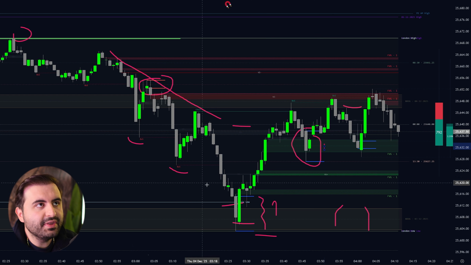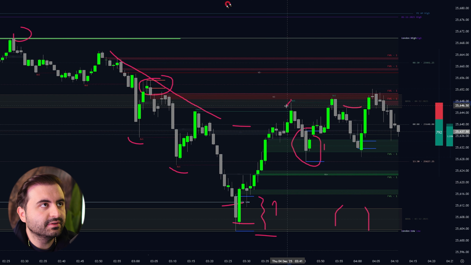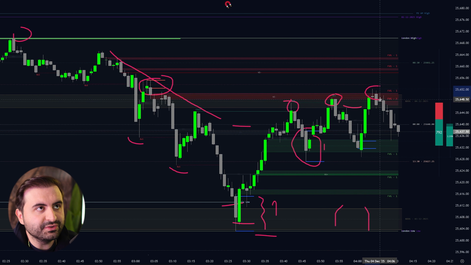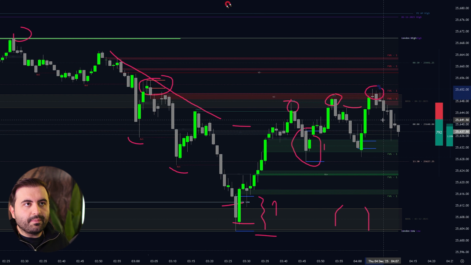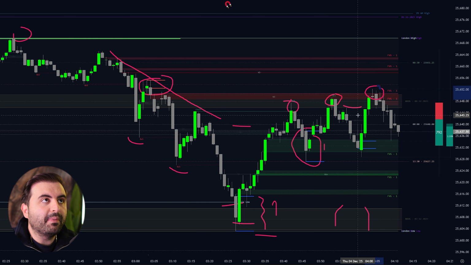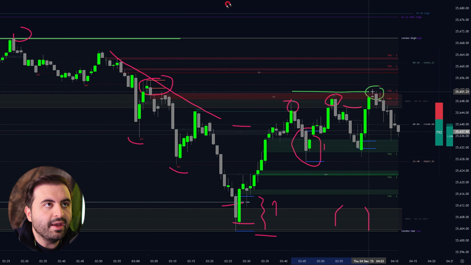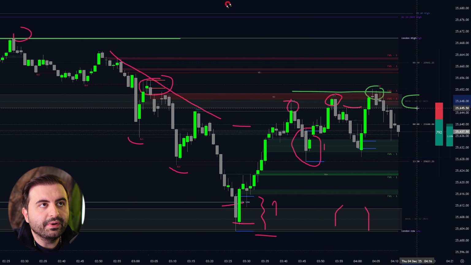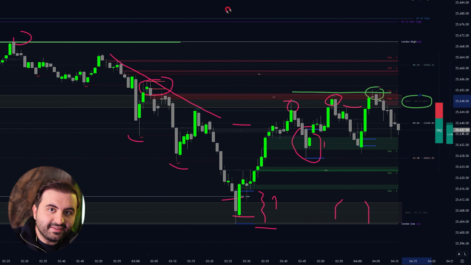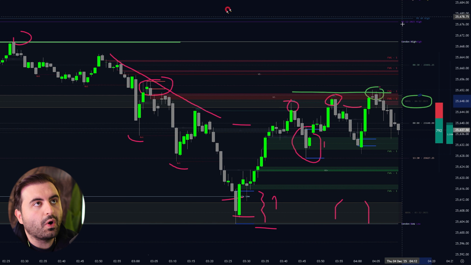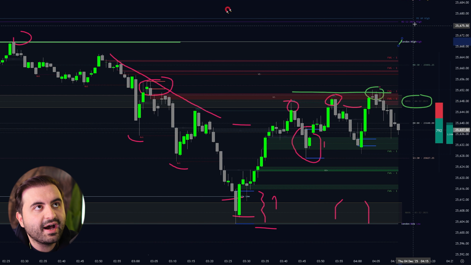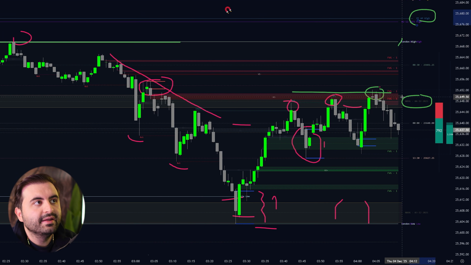Intraday, so now we have tested. This is the first one, this is the second time, and this is the third time. What happened? The price trades into it, but we never get a solid candle closure above the new day opening gap. So what I want to see is a solid candle closure above the new day opening gap so I can target the London high and the previous day AM high.